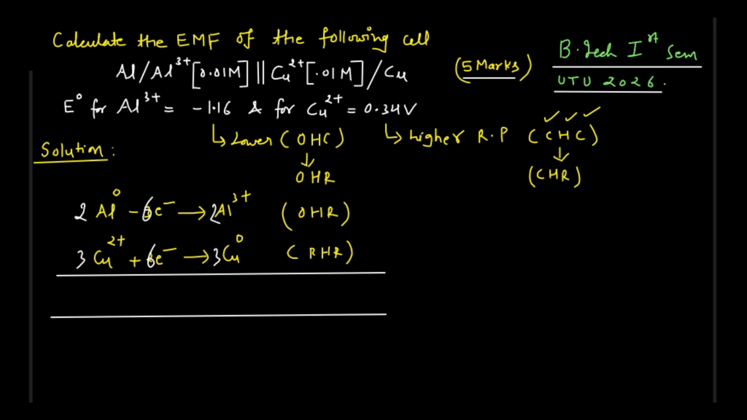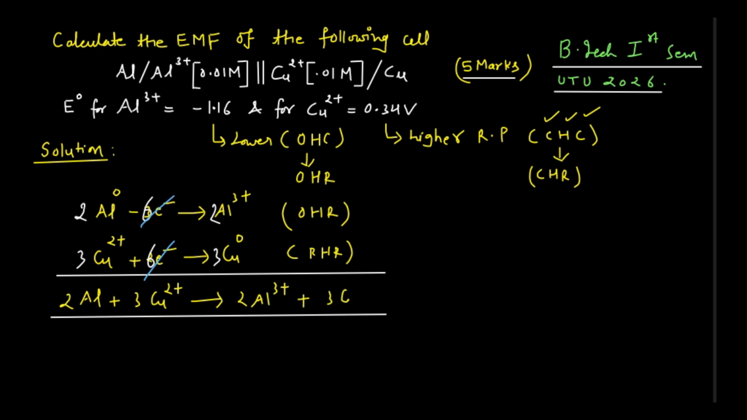So what will happen here? Your 6 electrons get cancelled, and you have the complete cell reaction, which will be 2 of aluminium reacting with the 3 of cupric ions, forming 2 of the aluminium ions, and plus 3 of the copper. Okay, so this is your complete cell reaction. Full cell reaction. So I'm writing complete cell reaction.